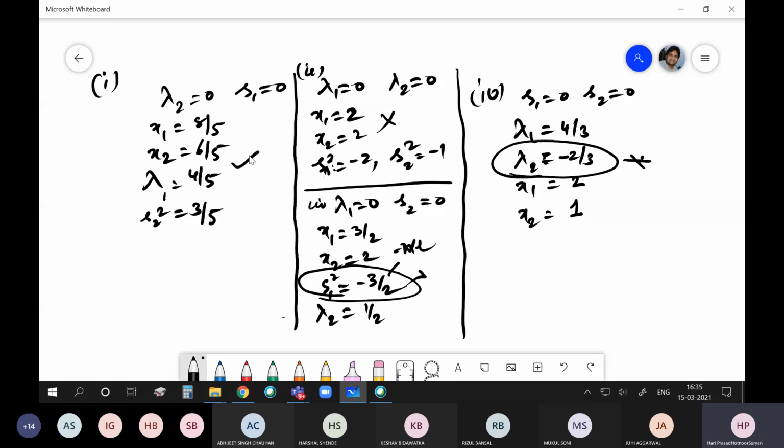Okay. So now I want to know, among these two constraints, which constraint is the active constraint? The first constraint or the second constraint?